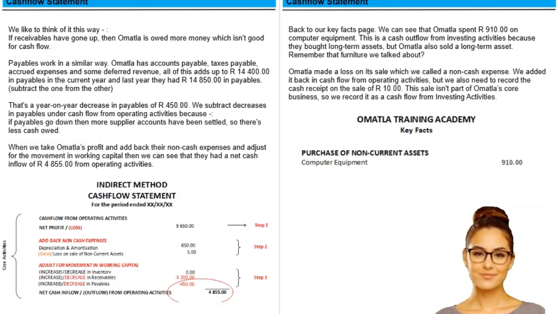When we take Omatla's profit and add back their non-cash expenses and adjust for the movement in working capital, then we can see that they had a net cash inflow of 4,855 rands from operating activities.